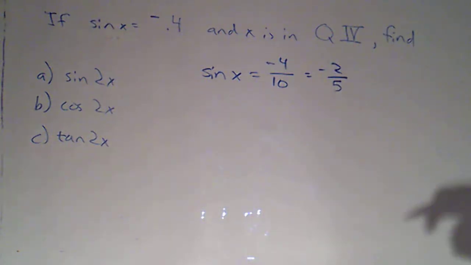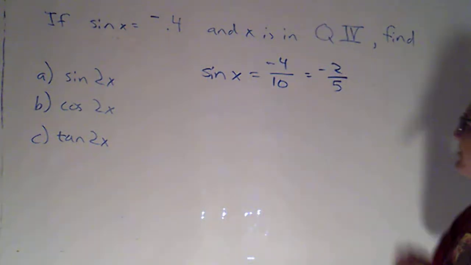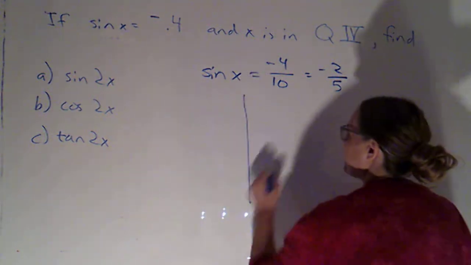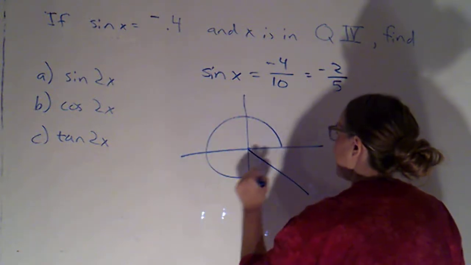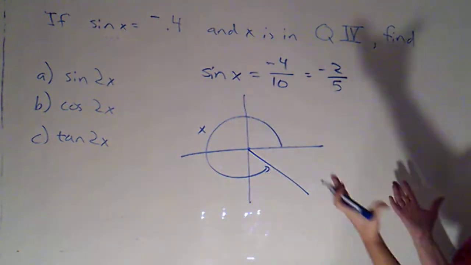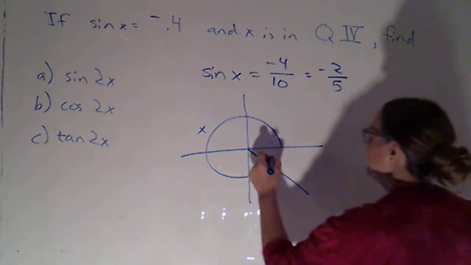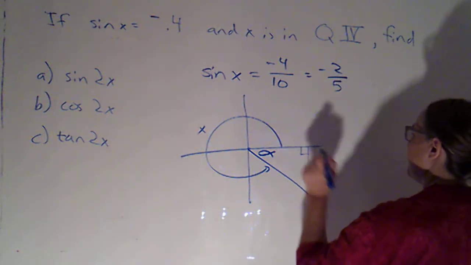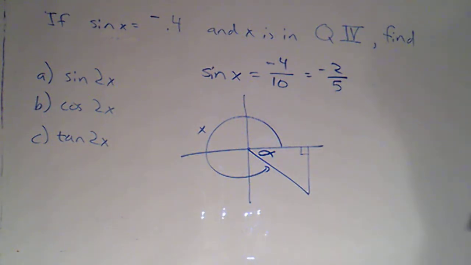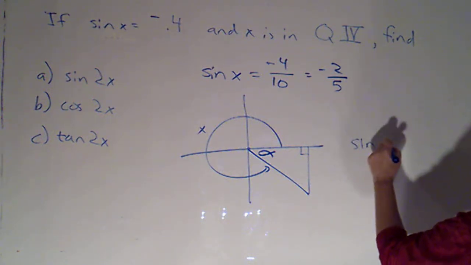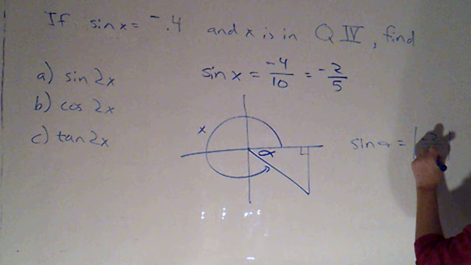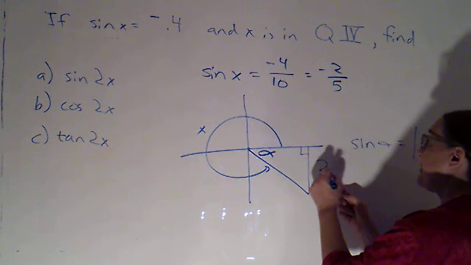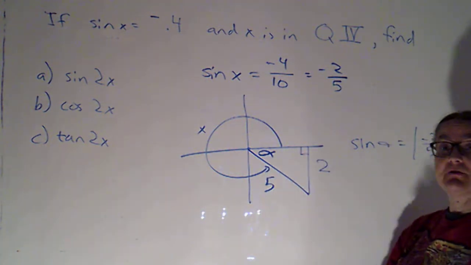Welcome back. Okay, so I'm just going to work through them in order. I'm pretty much going to need to know what cosine of x is. So I'm going to draw my x, which is an angle in quadrant 4. And then I can draw my alpha, which is my reference angle. Drop a perpendicular to the x-axis, and I've got my lovely right triangle. Now, I know that sine of alpha will be the absolute value of negative 2/5. So that's just 2/5. So now I can label the opposite side 2 and the hypotenuse 5.